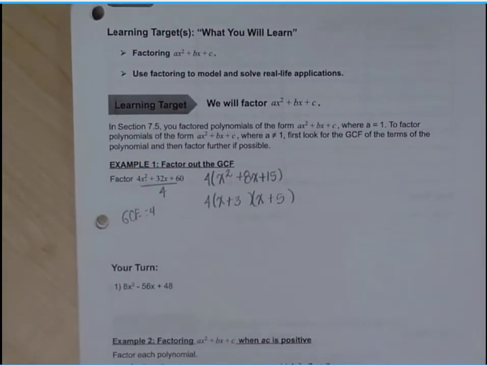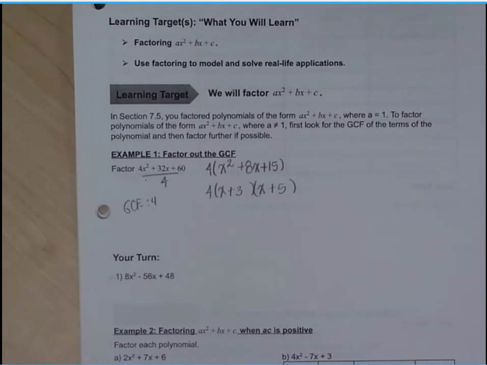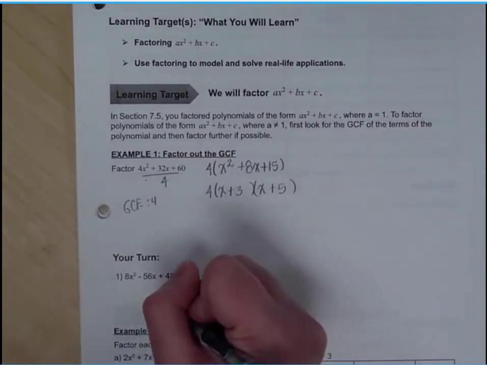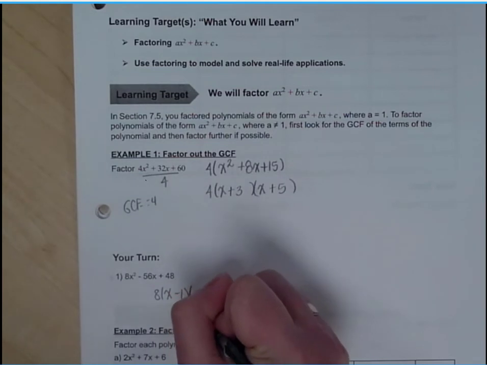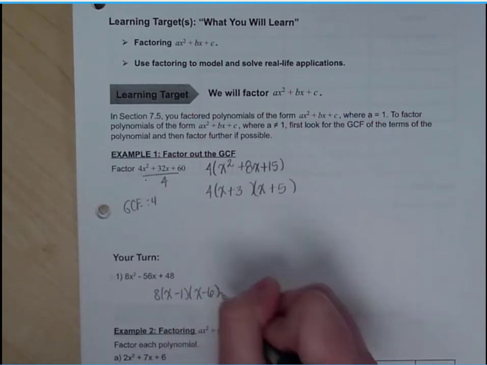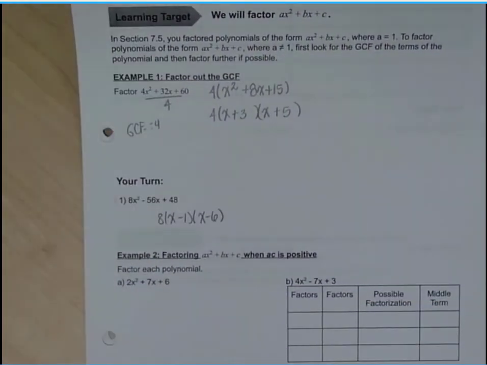Next, it's your turn. Please hit pause. When you're finished, go ahead and hit play, and the answer to the your turn will pop up. So hit pause now. The answer here is 8 times the quantity x minus 1 and x minus 6. So let's look here at example 2.